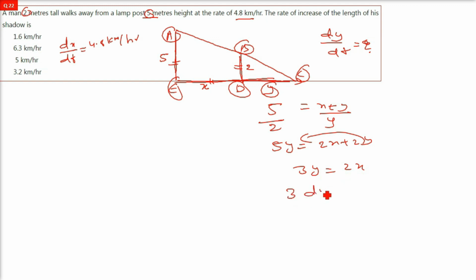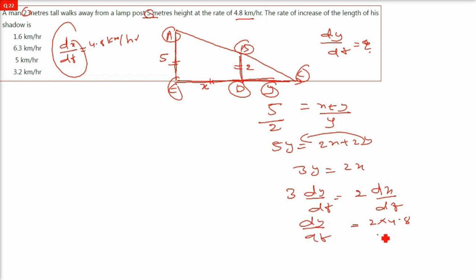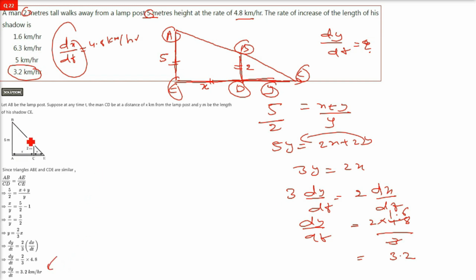Now differentiate both sides. 3 dy by dt is 2 dx by dt, and dx by dt is already given to you, so twice 4.8 kilometers an hour. This is dy by dt, with 3 here. 4.8 divided by 3 is 1.6, so 2 into 1.6 is 3.2 kilometers an hour. So this is your answer, and this is the way you have to do it. All the diagrams and all the language you have to write.